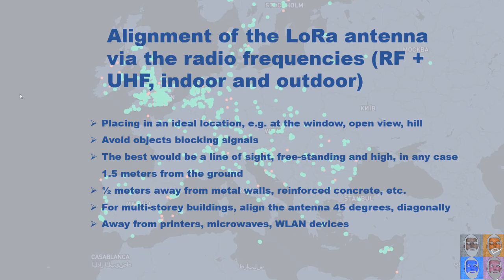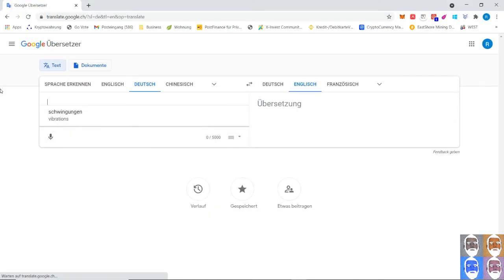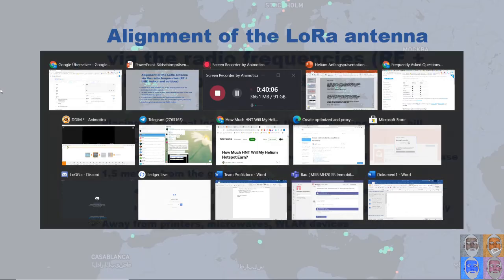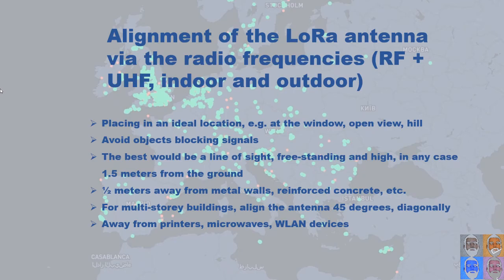You have to make sure that the landscape is without a lot of hills. It has to be flat. So avoid objects blocking signals. That can be iron, or other antennas from another network. The best would be a line of sight, freestanding and high, in any case 1.5 meters from the ground.